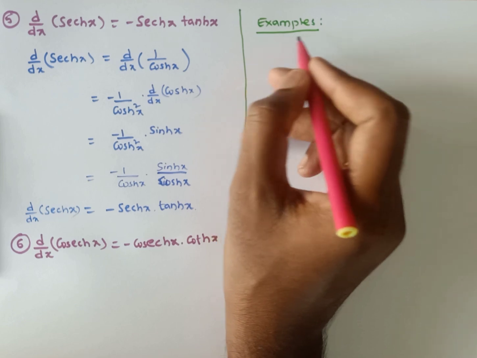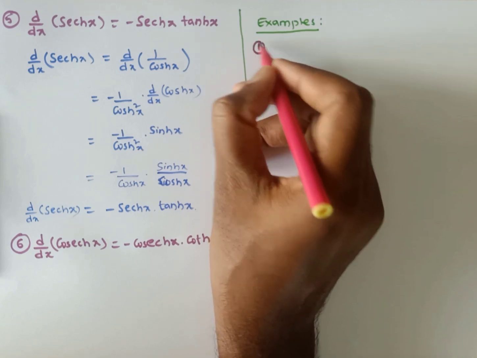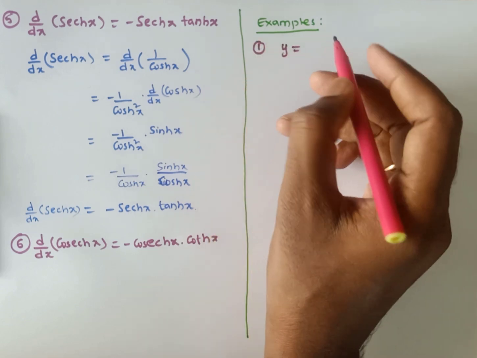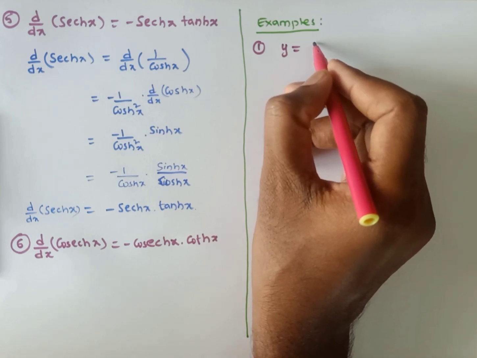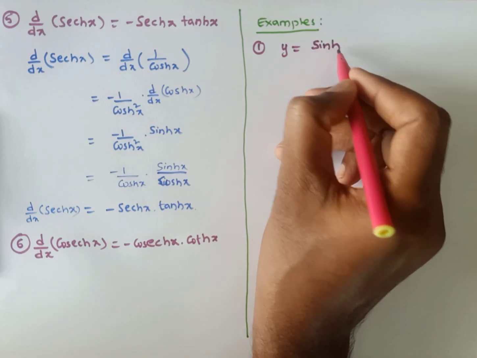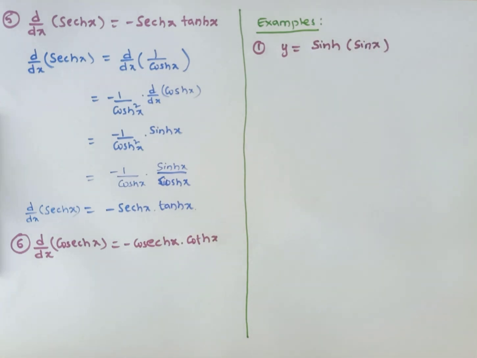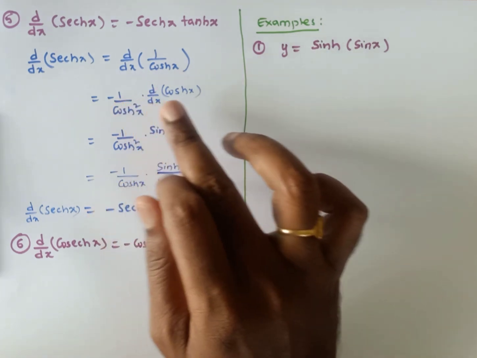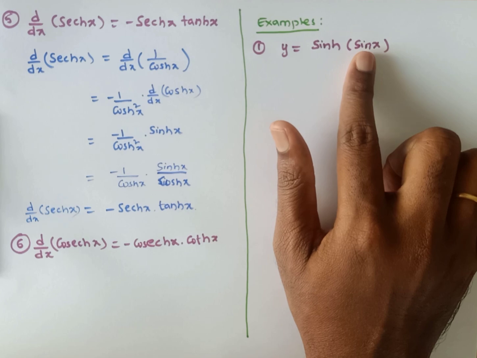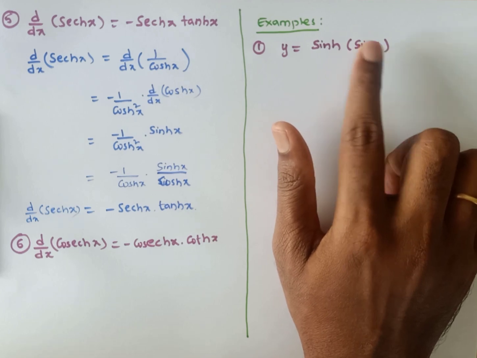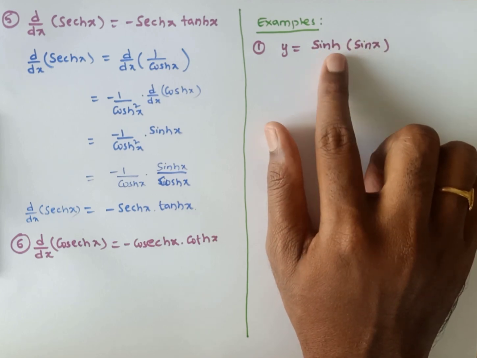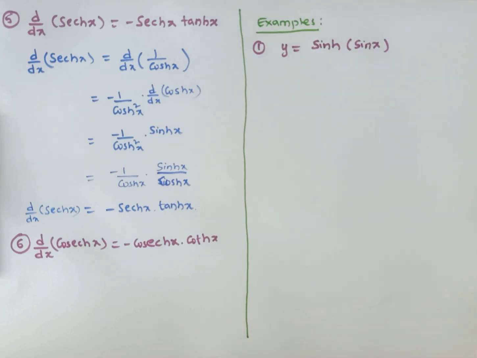Find the derivatives of the following functions. The first example is y equals sinh of sin x. How to find the derivative of this? We know the derivative of sinh, and here the inner function is sin x, whose derivative we already know. It is a composite function, so we need to apply the chain rule.